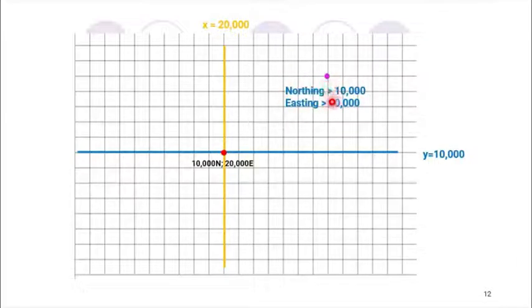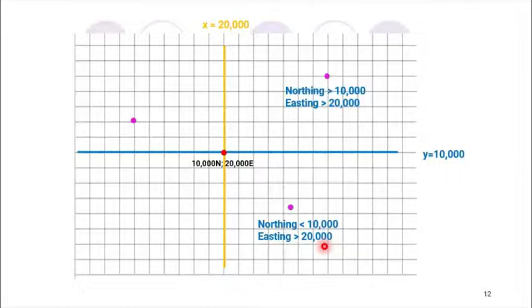So we have here northings and eastings. The northings of this point is greater than 10,000. Eastings is greater than 20,000 because it is above the blue and on the right of the orange. Another point is below the blue line but on the right of the orange line, so northings is lesser than 10,000, eastings is greater than 20,000.